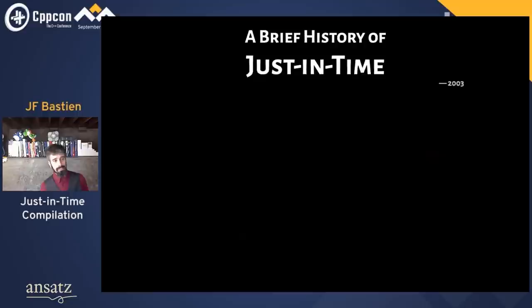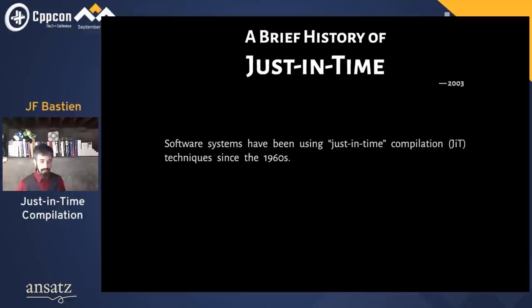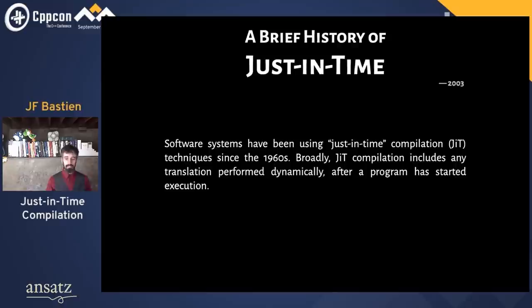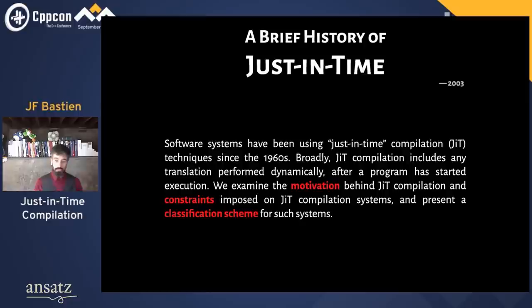The paper title is A Brief History of Just-in-Time. This is a paper from 2003, so that's important. Let's look at what it says. It starts off: software systems have been using just-in-time compilation techniques since the 60s. Broadly speaking, JIT compilation includes any translation performed dynamically after a program started execution. The paper examines the motivation behind JIT compilation and the constraints imposed on JIT compilation systems, and presents a classification scheme for such systems.